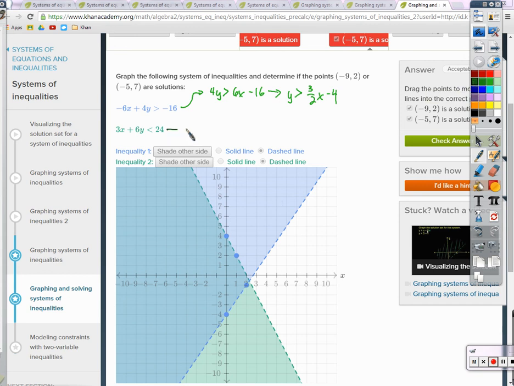And this one in a different green color. So 6y is less than 3x plus 24. Divide by 6, y is less than, is something wrong? It's negative 3x. Negative 3x, yes. Negative 1/2 x. That doesn't look right. Negative 1/2 x. Divided by 6, so plus 4.